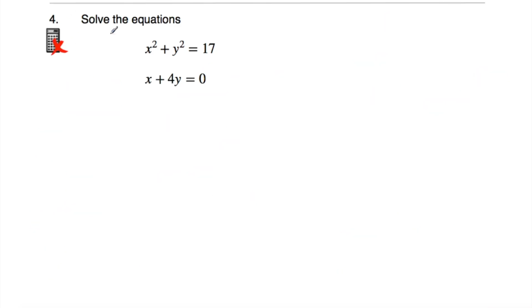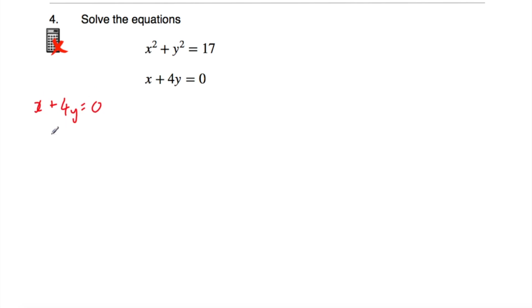Okay, so question number 4. Question number 4 says solve the simultaneous equations x squared plus y squared equals 17 and x plus 4y equals 0. So we want to solve these simultaneous equations. We want to make x or y the subject of the linear, and I think making x the subject makes sense here. So we've got x plus 4y equals 0.